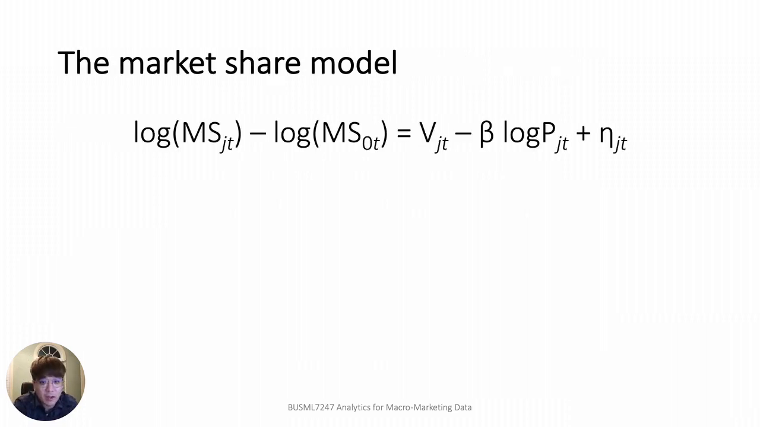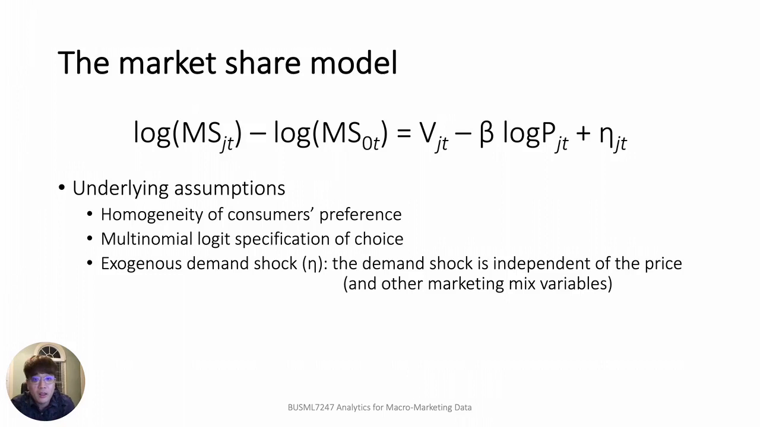In this market share model, there are several underlying assumptions. First, consumers' preference is assumed to be homogeneous. Second, consumer choice is assumed to be a multinomial logit. Third, the demand shock at time t is exogenous. This implies the demand shock is independent of the price and any other marketing mix variables potentially included in the observed utility component V.